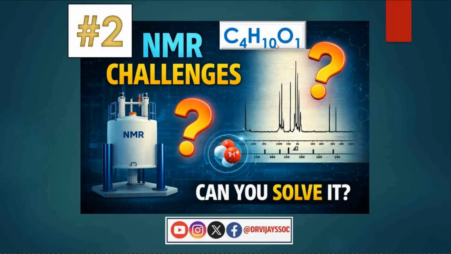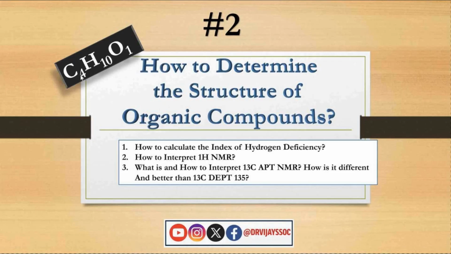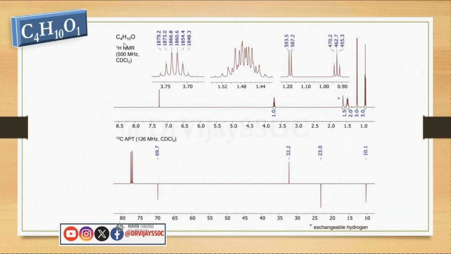Here is our second NMR challenge. We are going to determine the structure of this compound having molecular formula C4H10O1. While determining the structure of this compound, we will learn how to calculate the index of hydrogen deficiency, how to interpret 1H NMR, and what 13C APT NMR is and how to interpret it, and how it is different and better than 13C DEPT 135 NMR. So here is the 1H NMR of this compound, and this is the 13C APT NMR.